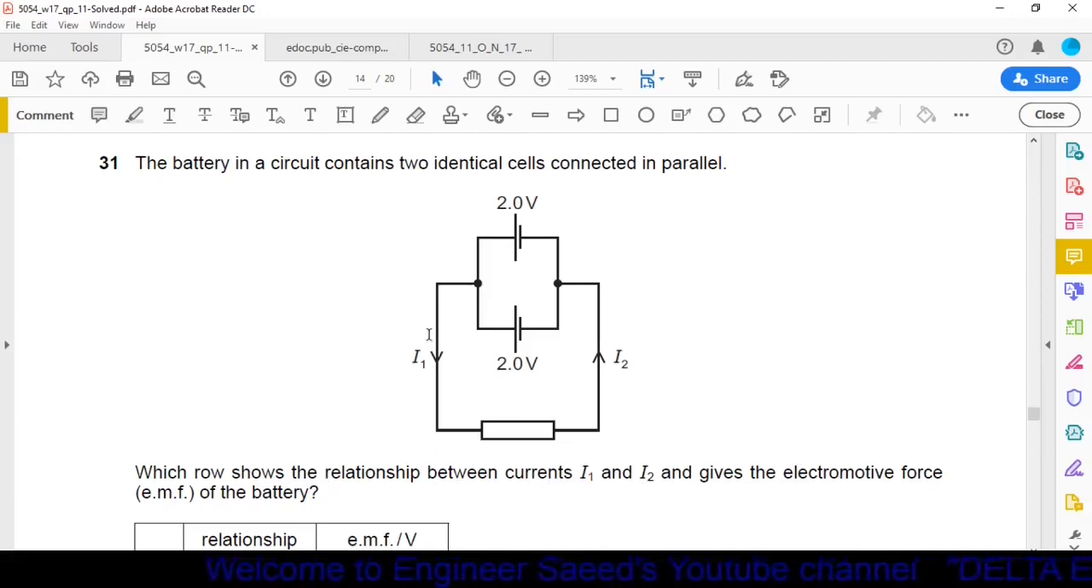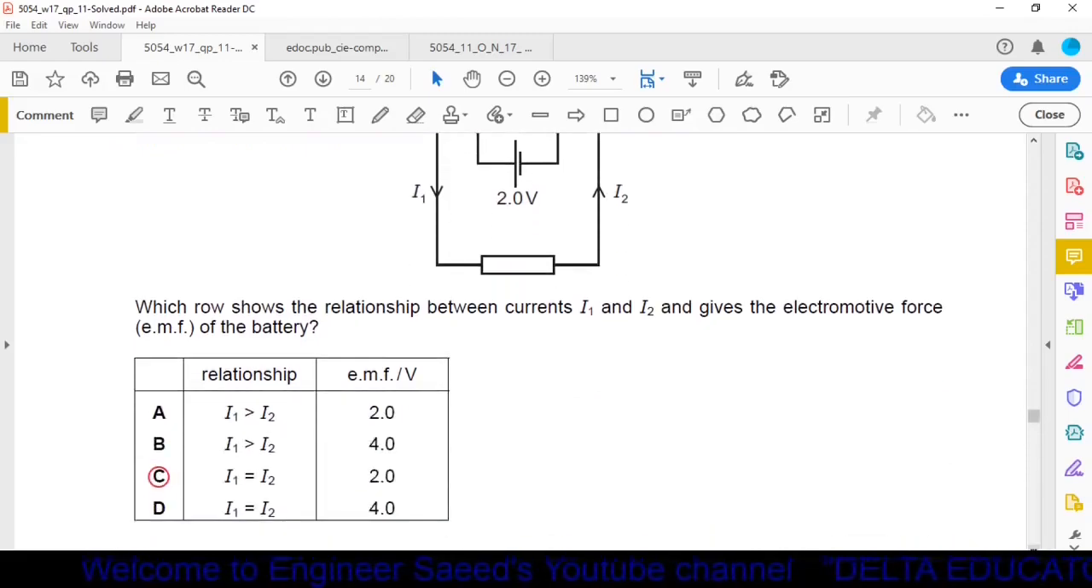Okay, first thing here, the current I1 is passing through this resistor, and after passing here current is shown I2. This current I1 will be equal to I2. First we check what is asked here. It is asked what is the relationship between the current, and what is the total EMF of the battery. Now as discussed, this current I1 will be equal to I2 and it is given in option C and option D. So our possible options are option C and D.